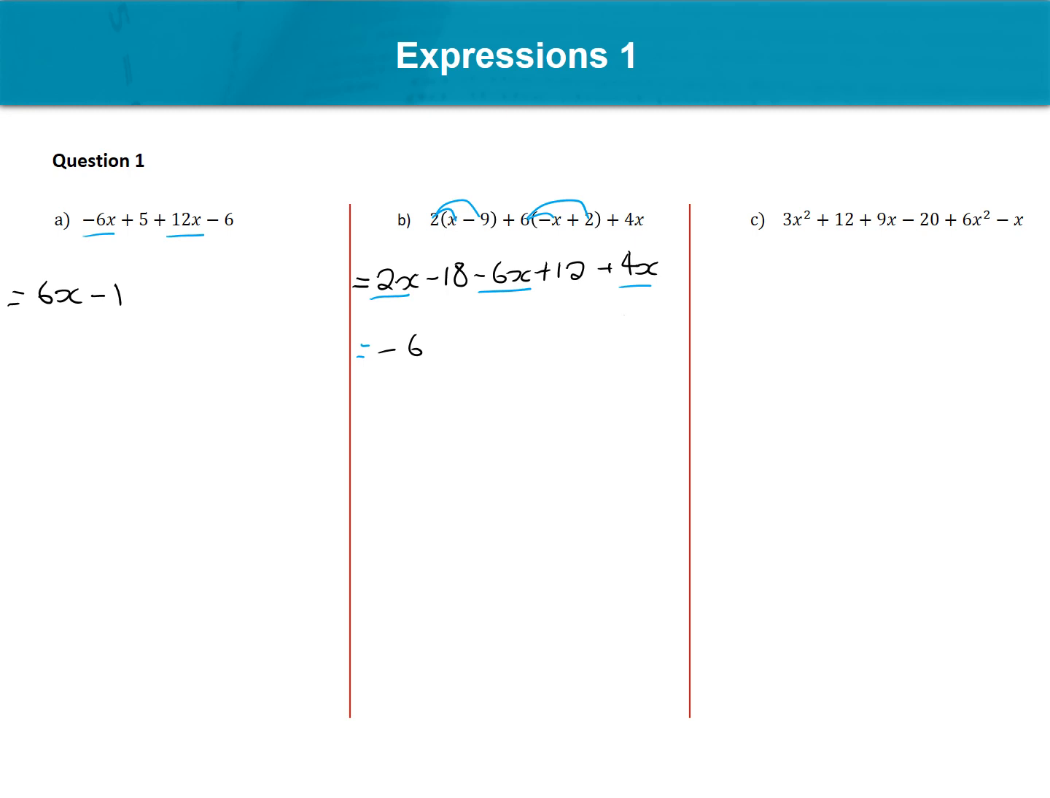C doesn't have any brackets, but we do have squared terms. We have 3x squared and we have 6x squared, so we can add those. So we ended up with 3x squared plus 6x squared gives you 9x squared. And then we have a 9x minus x that gives you a plus 8x. And then 12 minus 20 gives you a negative 8.